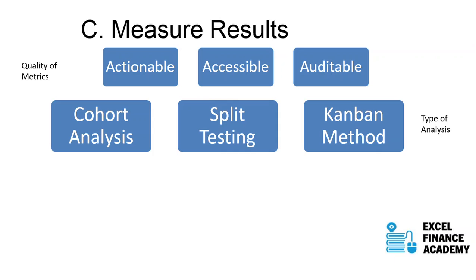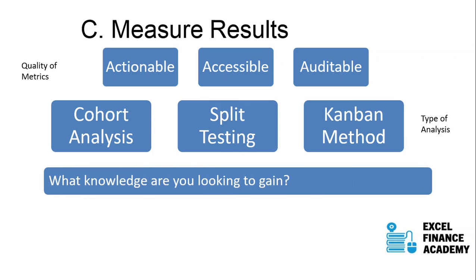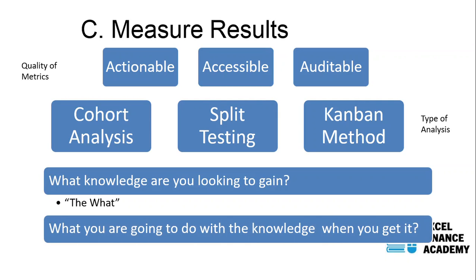So what we are doing is, all the measurement and the metrics depend on what kind of knowledge we are looking for, what will happen if we get this knowledge, and what we are going to do with this knowledge. That is the objective of measuring the results, and that is the objective of what we are doing with the results.